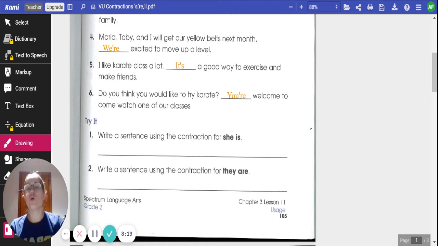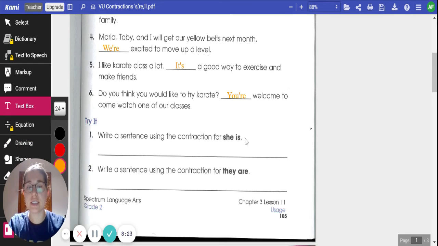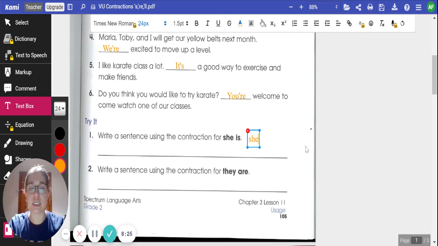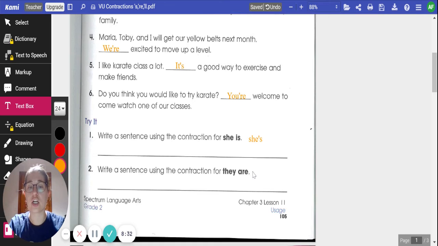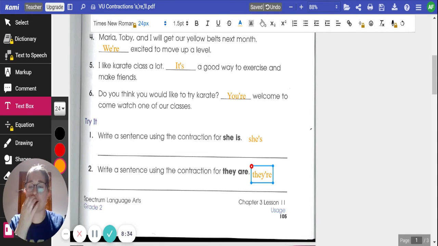All right. We're writing a sentence using the contraction for she is. And I know that she is means she's. There's our contraction. And for number 2, our contraction for they are would be they're, T-H-E-Y apostrophe R-E.